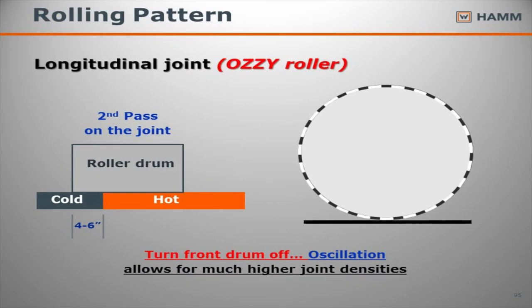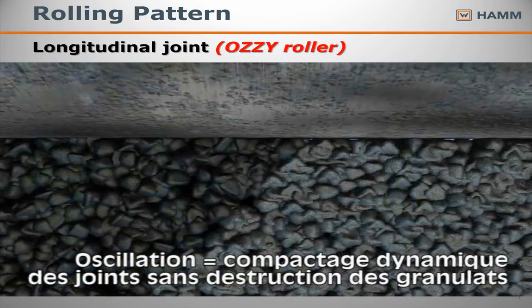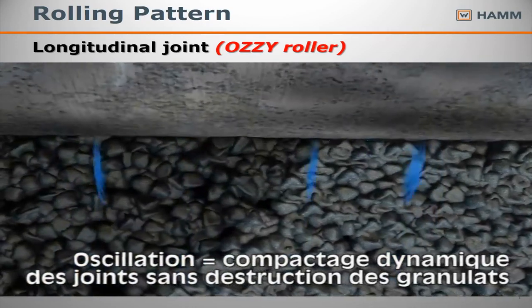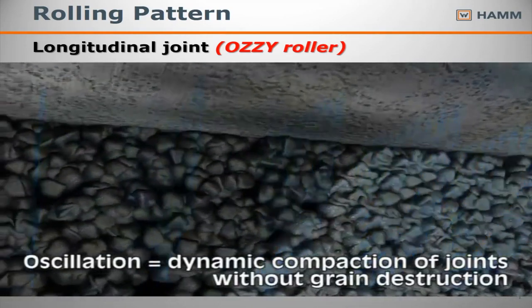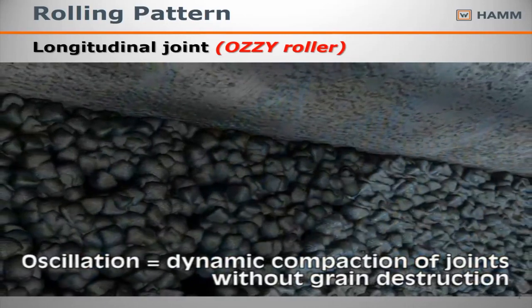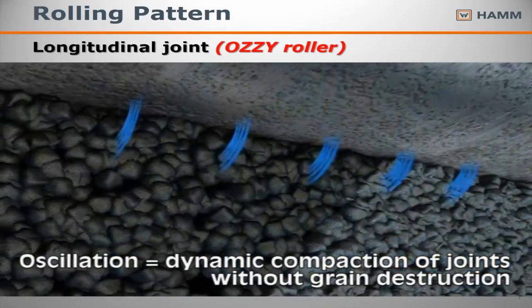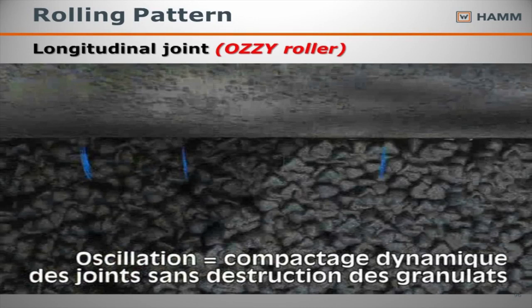So using oscillation will not damage that cold joint. And this just shows you exactly what oscillation does on that cold joint. It'll compact it down to the cold side. It'll massage that hot mix into the joint, but it's not going to destroy the cold joint because it's just scooting across the surface. It's not vibrating, damaging, and breaking that rock.